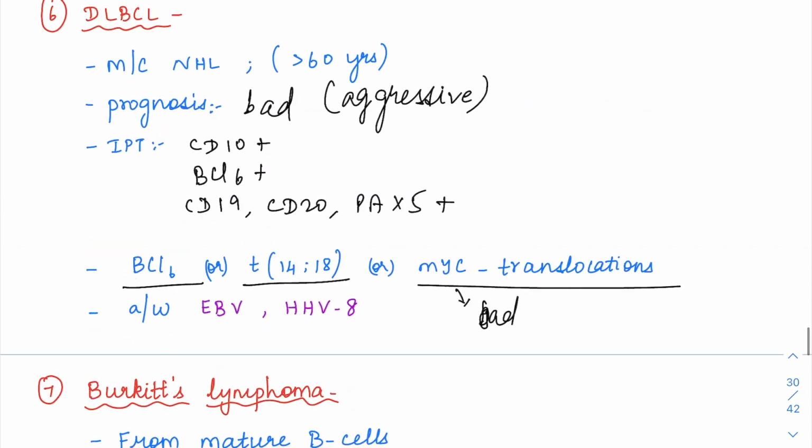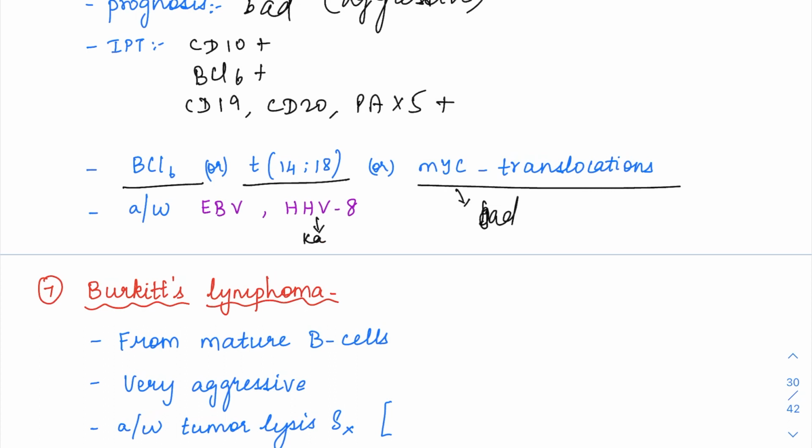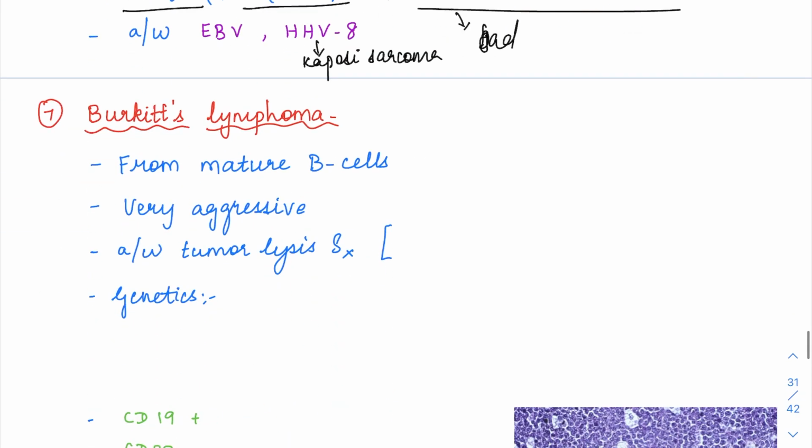So this DLBCL can also be associated with EBV, HHV8, which is a herpes virus, and also with HIV. If you saw in HIV, the most common lymphoma was NHL, which is primary CNS lymphoma, and that had a DLBCL kind of morphology, right? So any immunocompromised state can also lead to this DLBCL. HHV8 was associated with Kaposi sarcoma as well, right? So HHV8 is again associated with an immunocompromised status.